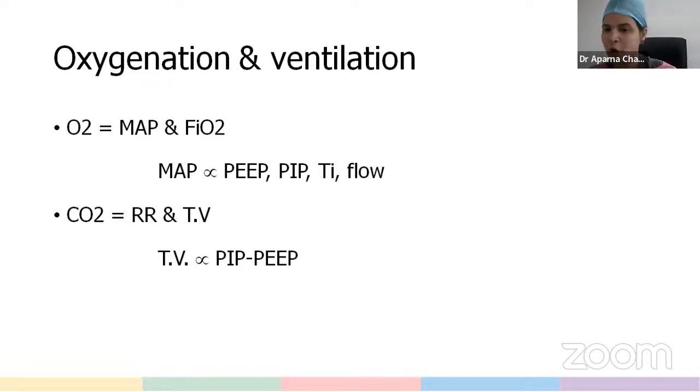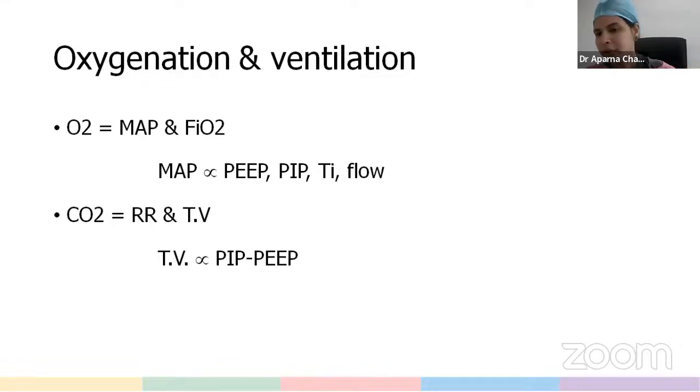Oxygenation is expressed by the product of mean airway pressure and FiO2. We all know mean airway pressure is also determined by the product of I time into PIP plus E time into PEEP divided by the respiratory cycle, that is I time plus E time. And MAP is directly proportional to the PIP, PEEP, I time, and flow. So increasing any of these four parameters improves oxygenation: PIP, PEEP, I time, and flow. Also the respiratory rate, provided the I time is constant.